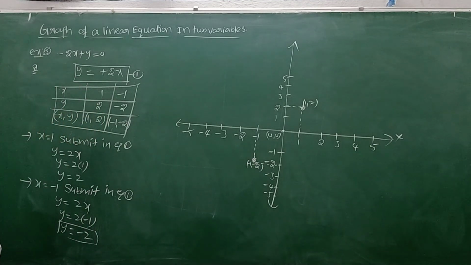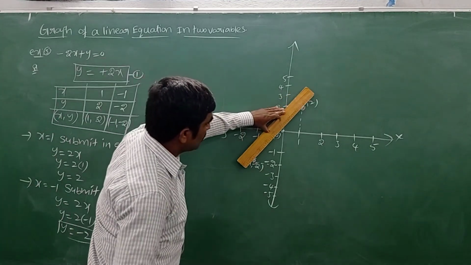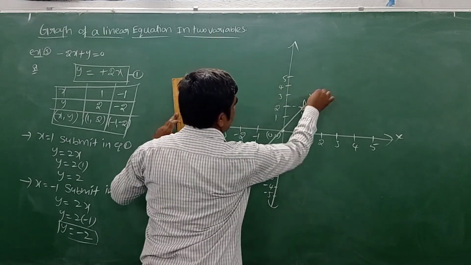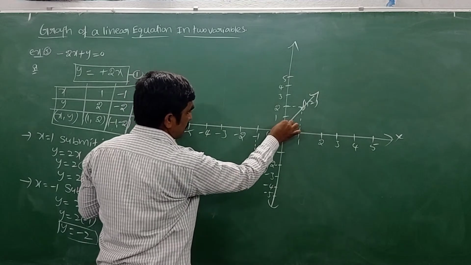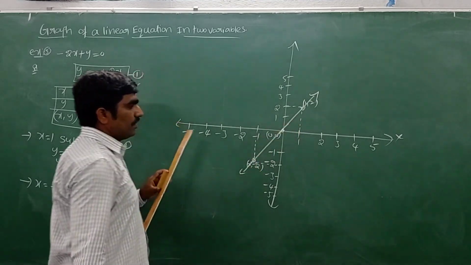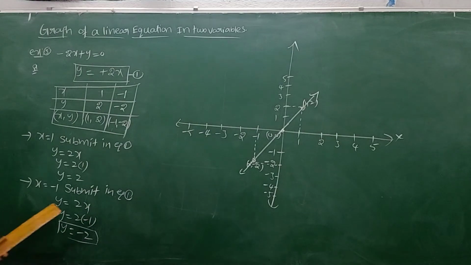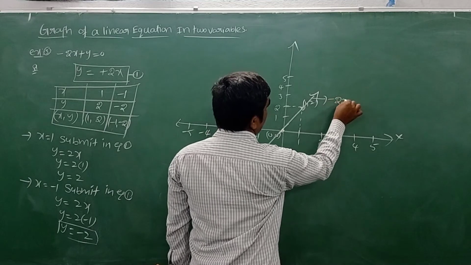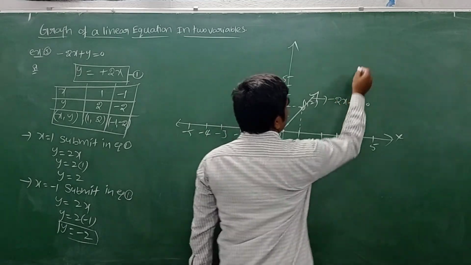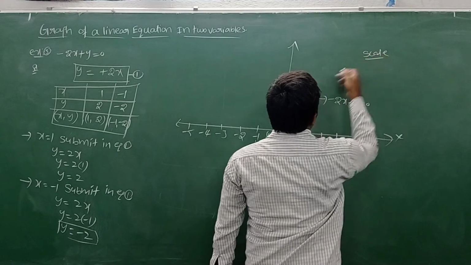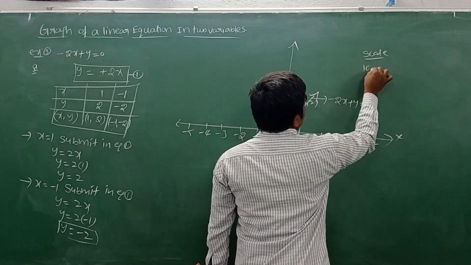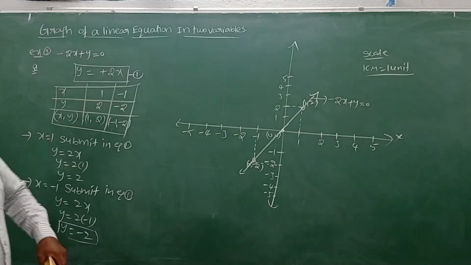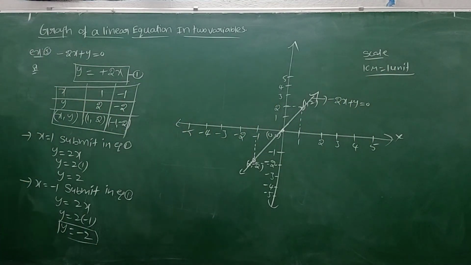Now let us join these 2 points by using the scale. What we observed is that it is passing through the origin. Let us write: this line represents -2x plus y is equal to 0. What is the scale we took? We took the scale on the y-axis, 1 centimeter is equal to 1 unit. That is the way we can draw the graph of a linear equation in 2 variables.